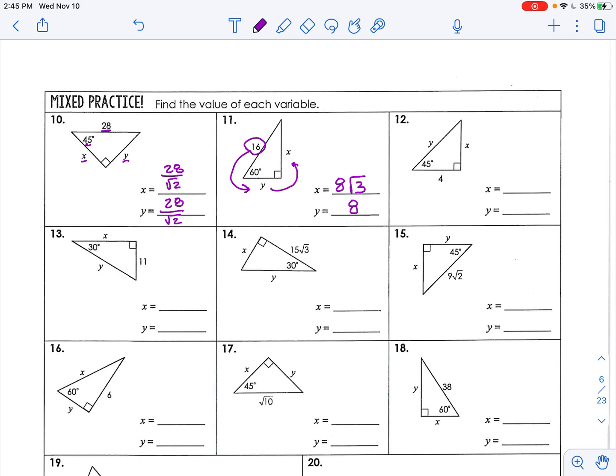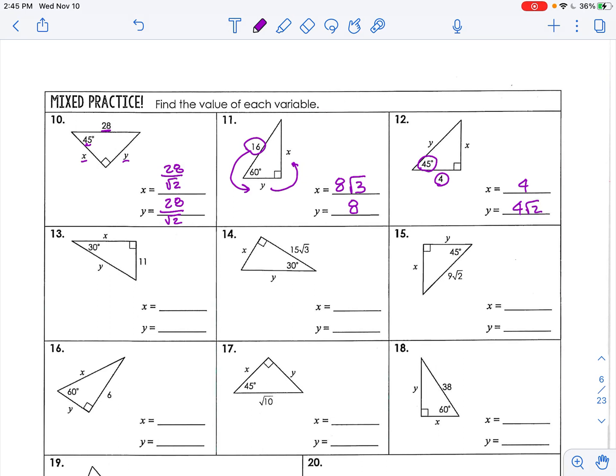All right, let's look at number 12. Number 12, a little easier. Why? Because it's a 45, 45, 90. I have 4. That makes x simple. It is 4. How much longer is the hypotenuse? Again, I just need you to start the process that a 45 incorporates a root 2. It is 4 times root 2 longer.